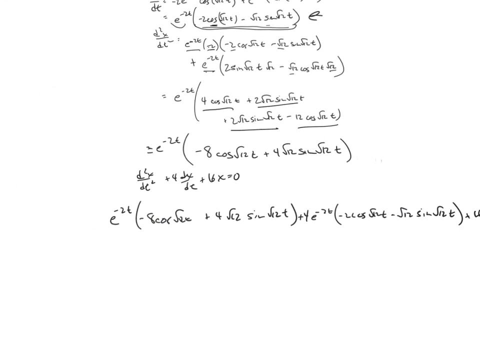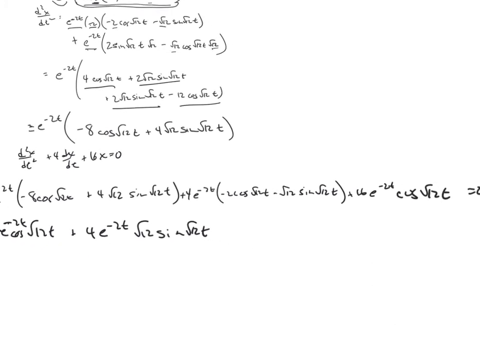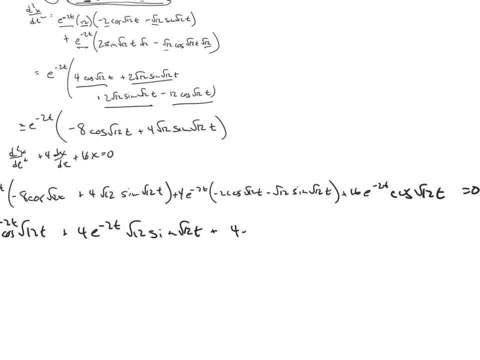All right, so distributing these values here, I get negative 8 e to the minus 2t root 12t cosine in here, plus 4 e to the minus 2t root 12 sine root 12t, plus 4 e to the minus 2t. Distributed in here, let me try that again here.